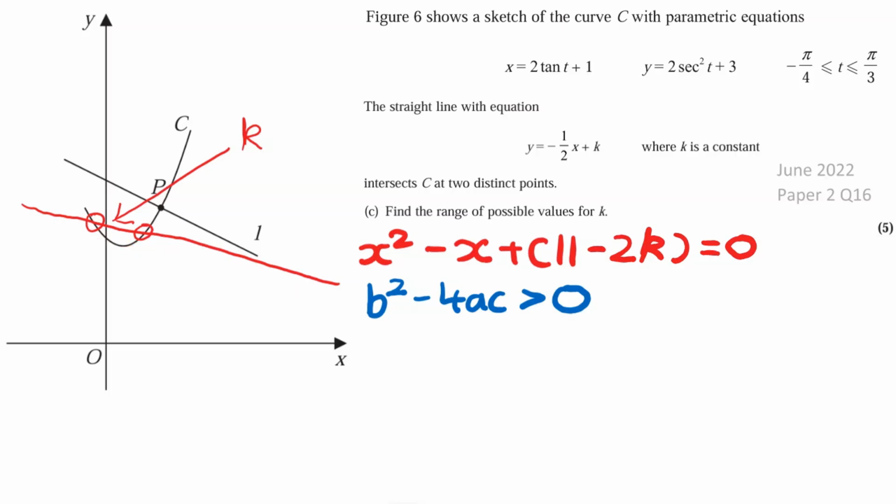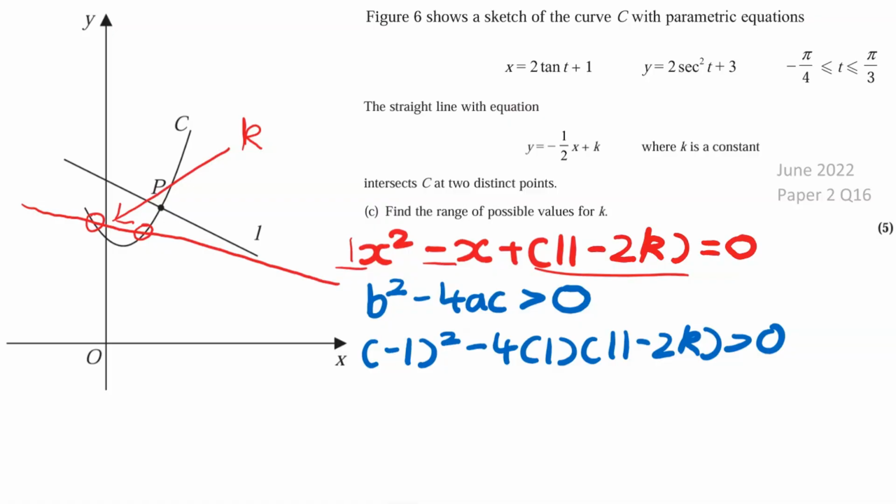And b squared minus 4ac, where b is this coefficient here, this minus 1, a is this coefficient here, so this 1, and c is this 11 minus 2k. So we can sub it in like this here. And what's useful about this is we can rearrange this in order to get an inequality for k, and this will give us the range of possible values for k.